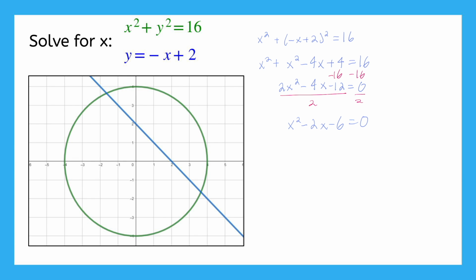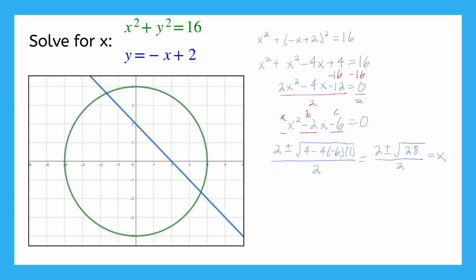Unfortunately, this doesn't nicely work into whole number answers, which we can already tell from our graph. So we'll have to plug this into the quadratic formula. A is 1, B is negative 2, and C is negative 6. So we will get 2 plus minus the square root of 4 minus 4 times negative 6 times 1, all divided by 2. If we simplify this, we will get 2 plus minus the square root of 28, all over 2, which we know is equal to x.